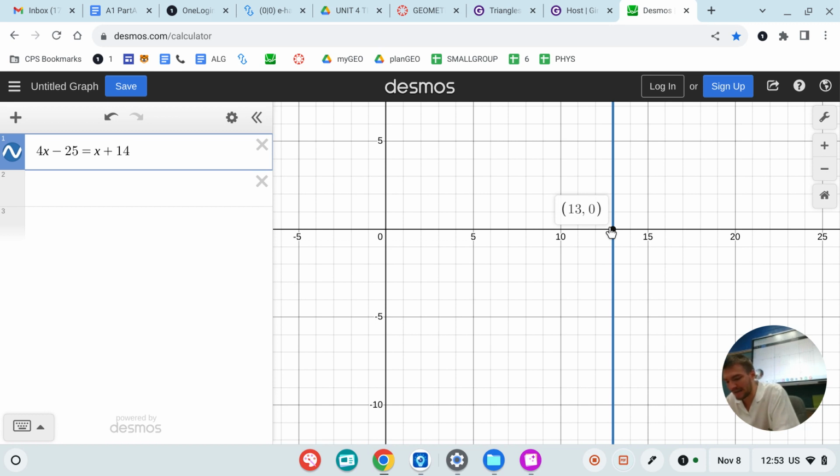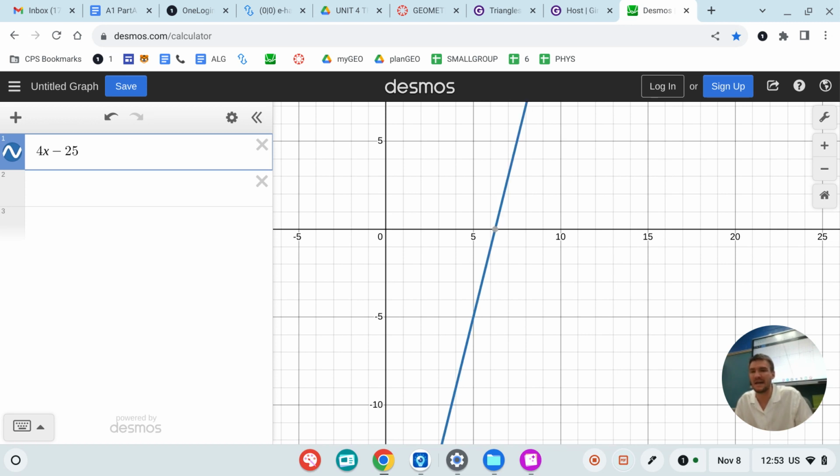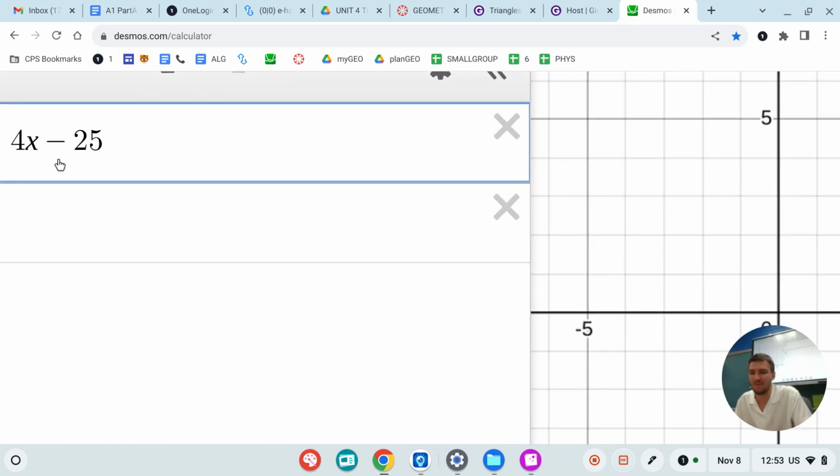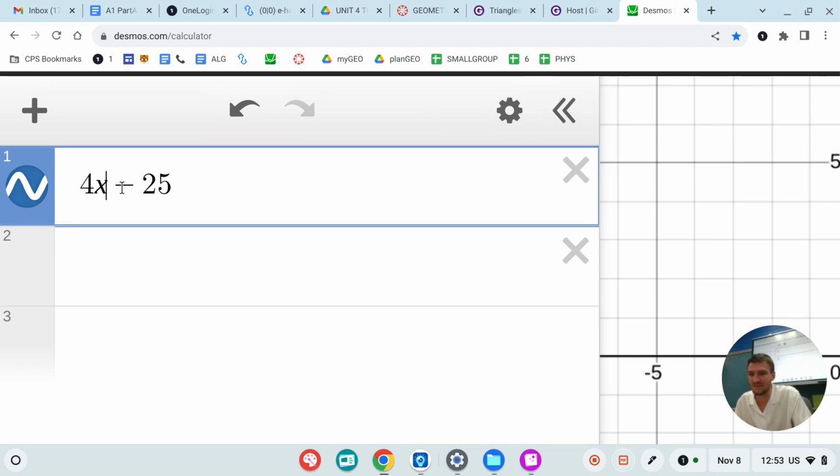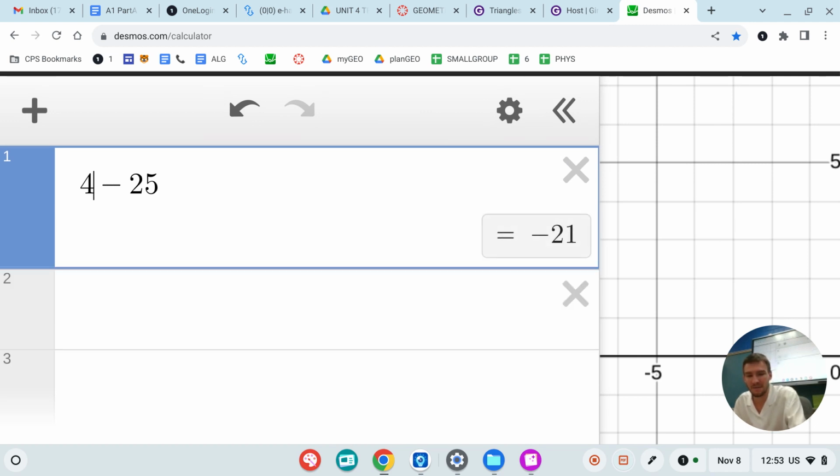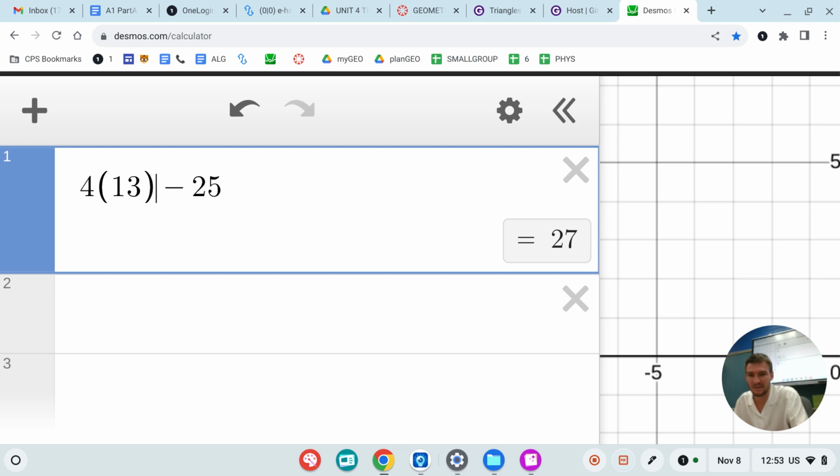How do I find my side length? Just take one side, right? Don't use this equation where we've got two sides. Just go back to having one side and then replace the x with the number. Backspace, parentheses, 13, parentheses.